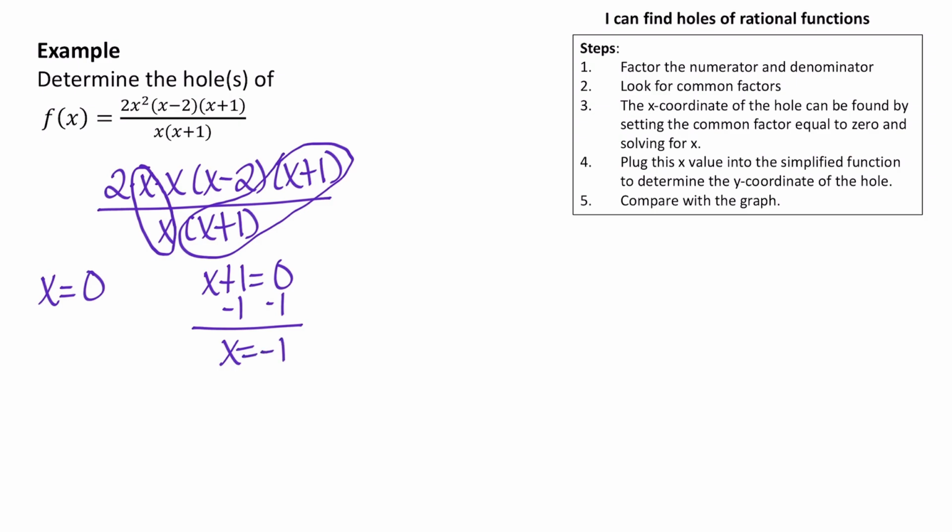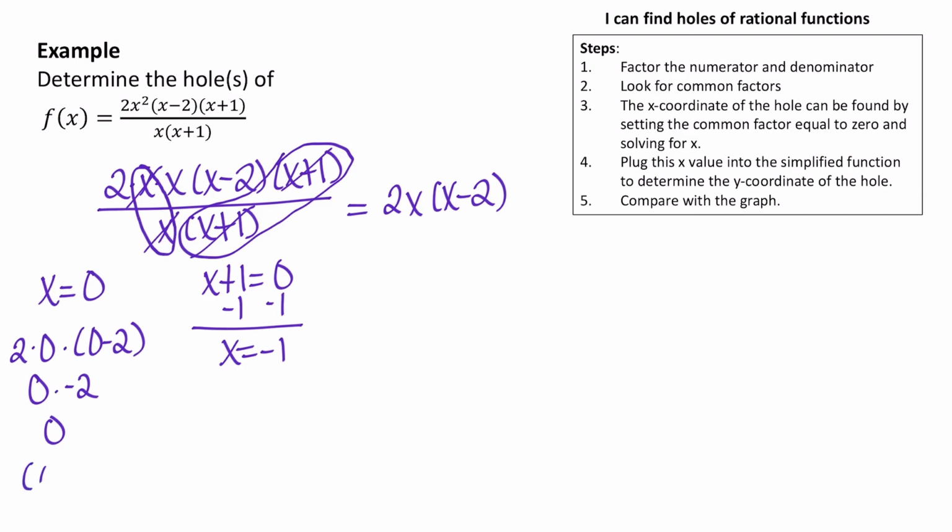Now let's cancel these common factors so we can find the y-coordinates of the holes. So we cancel x and cancel x plus 1 and x plus 1. That will simplify to 2x times x minus 2. I'm going to go to x equals 0 and plug that in. That gives me 2 times 0 minus 2, so that's 0 times negative 2, which is 0. Okay, so that means we have one hole at (0, 0).